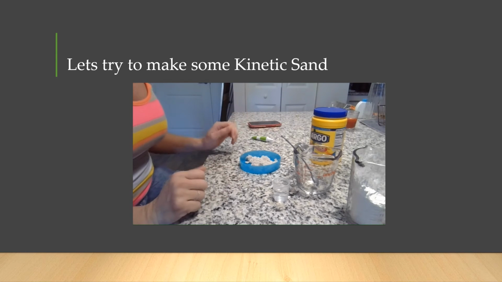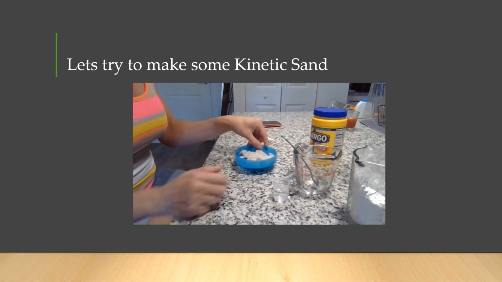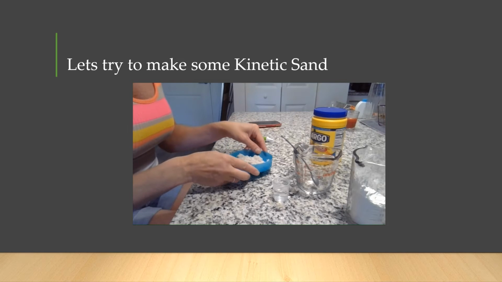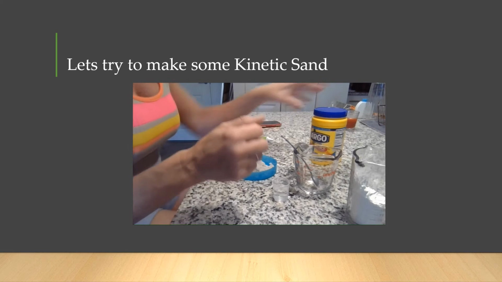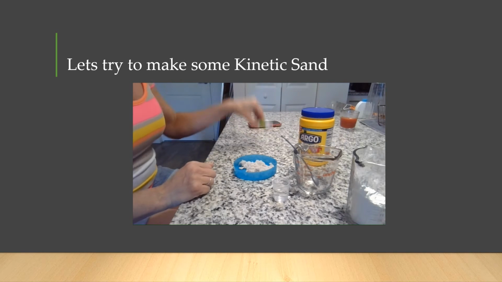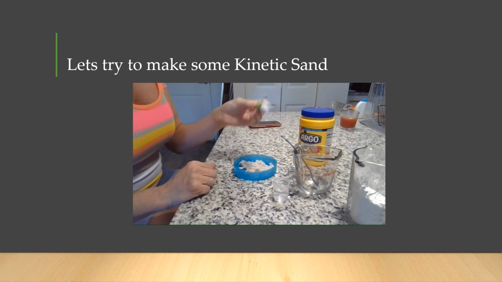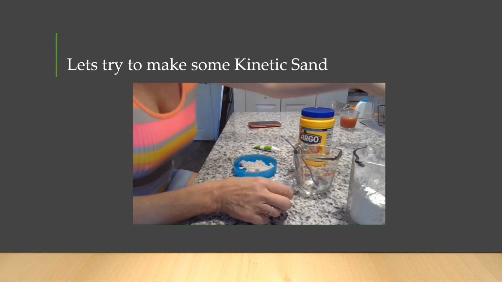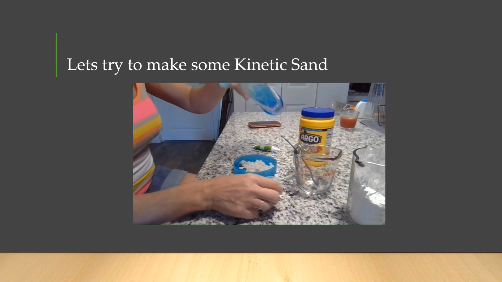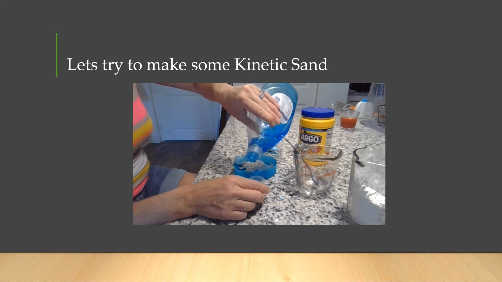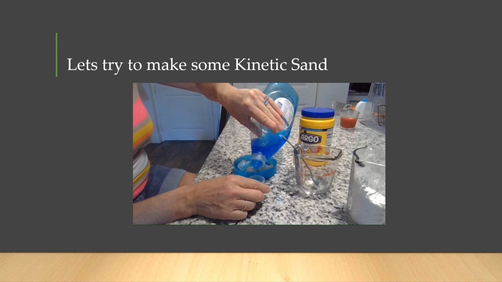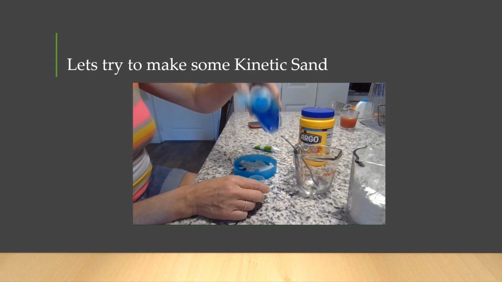Okay, so let's try to make some kinetic sand. What I have here is just some plain sand that I got from Michael's. I have cornstarch, I have food coloring, and water, and also a little bit of Dawn. So I'm gonna start by mixing a little bit of dish soap in with the water.